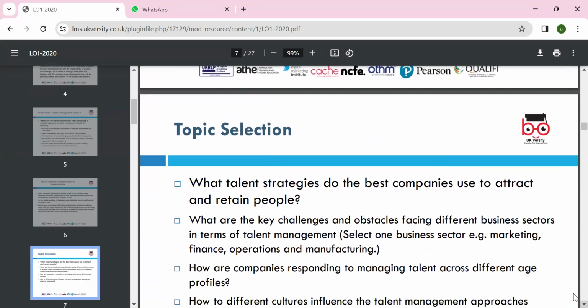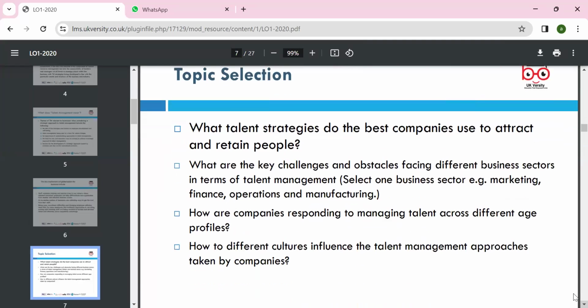Okay, so what talent strategy do the best companies use to attract and retain people? Maybe we can choose this as the topic selection, that can be a topic for research. What talent strategy do the best companies use to attract and retain people? What are the key challenges and obstacles facing different business sectors in terms of talent? Yes, so we can select one business sector: marketing, finance, operations, or manufacturing. How are companies responding to managing talent across different ages and profiles? How do different cultures influence talent management and the approaches taken by companies?